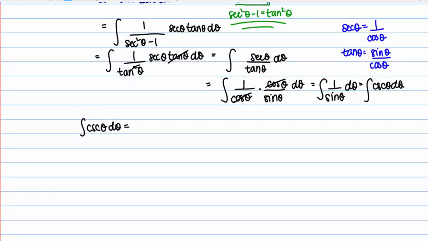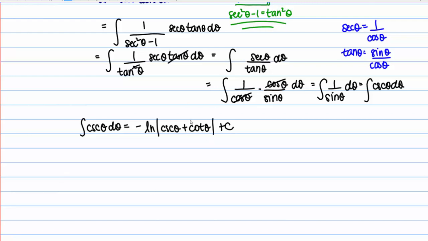Now we just recently learned the formula for the antiderivative of cosecant of theta. Right? We learned how to derive that using methods for trig integration. And that antiderivative is the negative natural log of the absolute value of cosecant of theta plus cotangent of theta plus c.